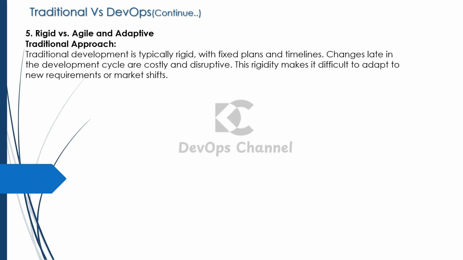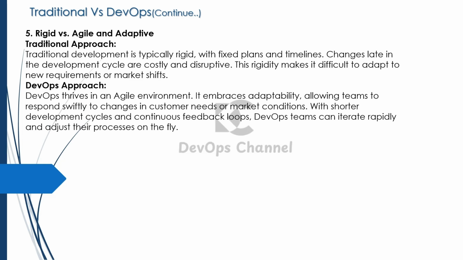Now the next point is rigid versus agile and adaptive. Traditional development is typically rigid, with fixed plans and timelines. They often change if there is any emergency setup required for developing or deploying the software. While DevOps is done in small sprints, so it embraces adaptability, allowing teams to respond swiftly to changes in customer needs or market conditions. They have shorter development cycles and a continuous feedback loop, which means development teams can iterate rapidly and adjust their process on the fly, whatever the need of the market.